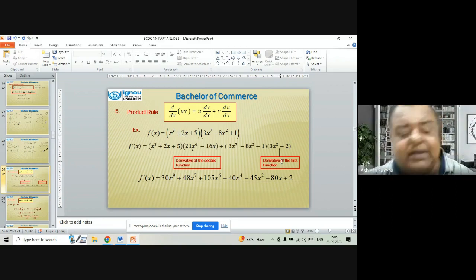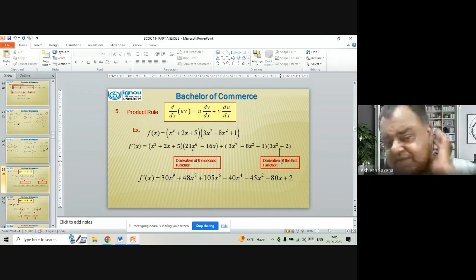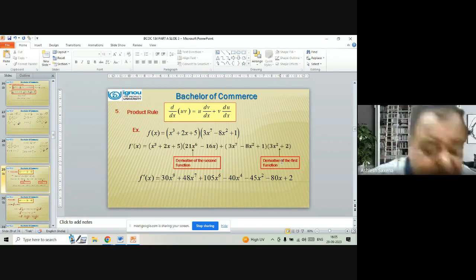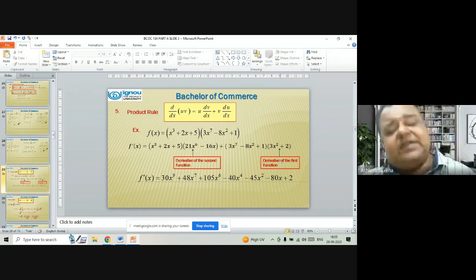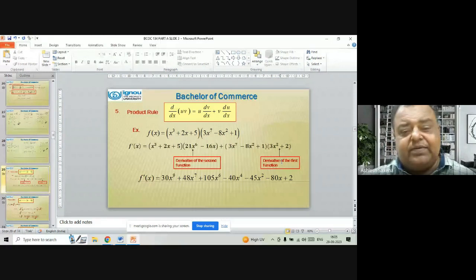Multiply it and write the answer. That means when the function is given as f(x), its derivative will be denoted by f dash x.